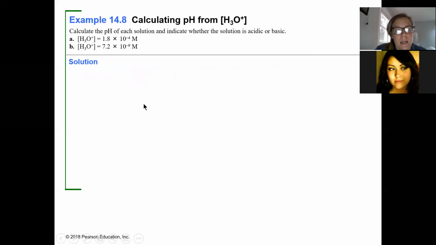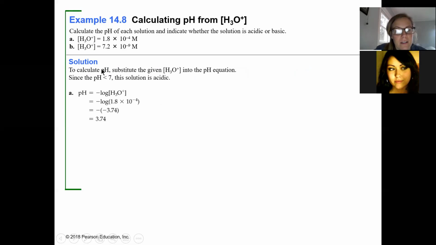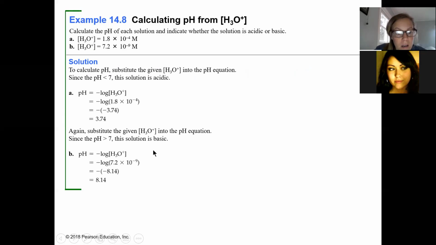Okay, so let's look at, they've got it written out so that you don't have to see my excruciating handwriting. So they had the pH equals the negative log of whatever your H3O plus concentration is. In this case, our H3O plus concentration is much smaller than the last one, right? This was 10 to the negative 4. This is 10 to the negative 9. That's tiny. And it's tinier than that negative 7 cutoff. So I know that this is going to be a basic solution, but let's plug it in to make sure.